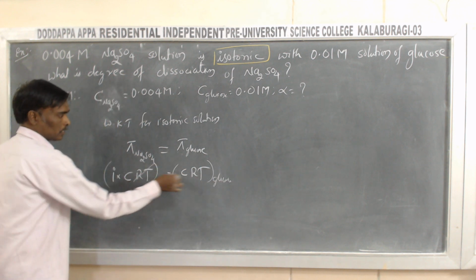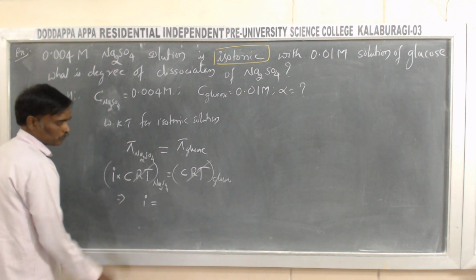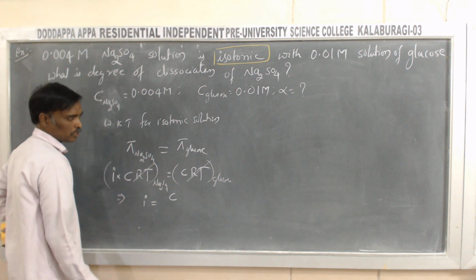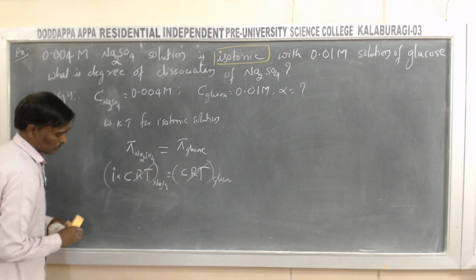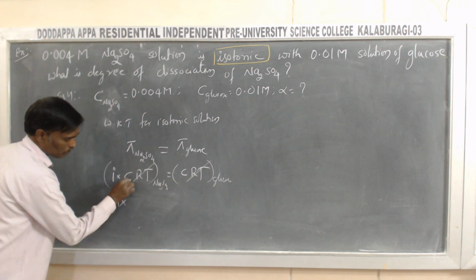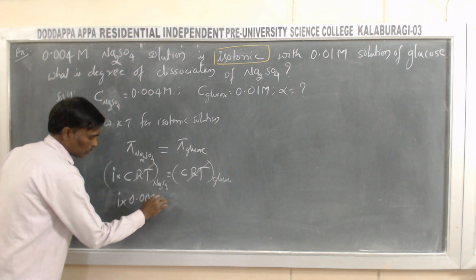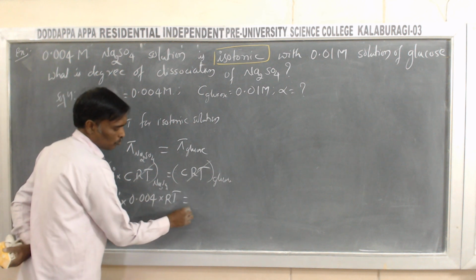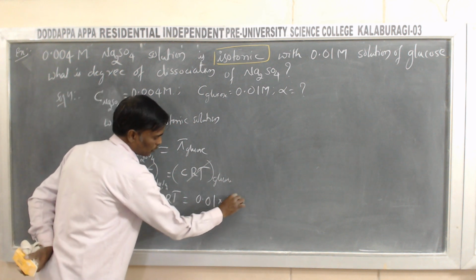So here RT gets cancelled. Now i equals C goes to the numerator. Let me substitute here first. So i into C value, 0.004 into R into T, is equal to, now C for glucose is 0.01 into R into T.